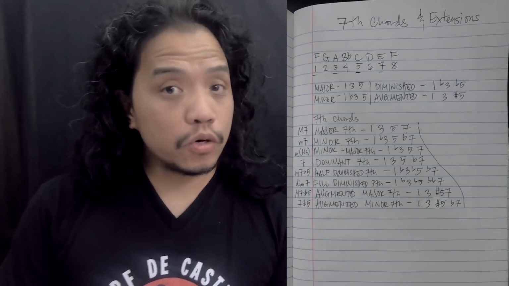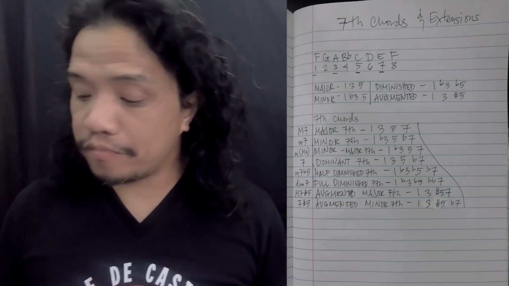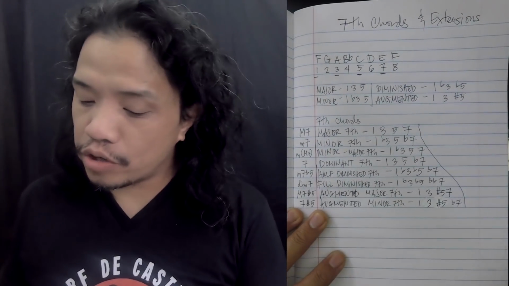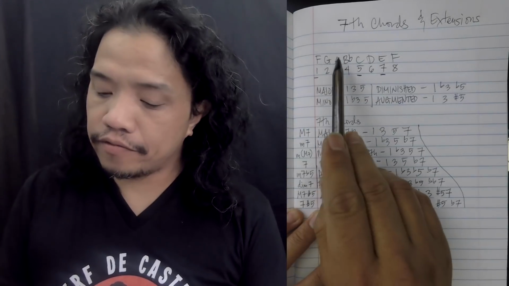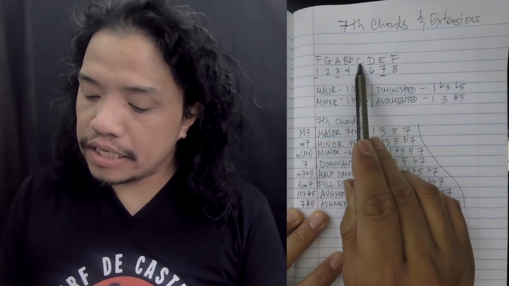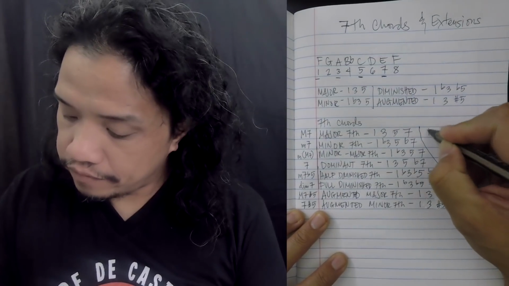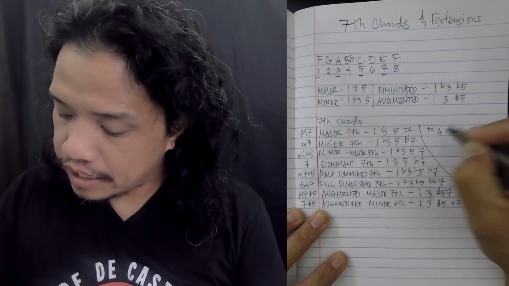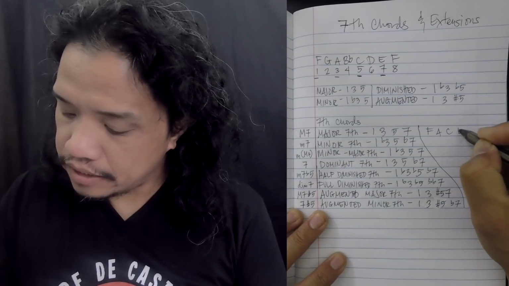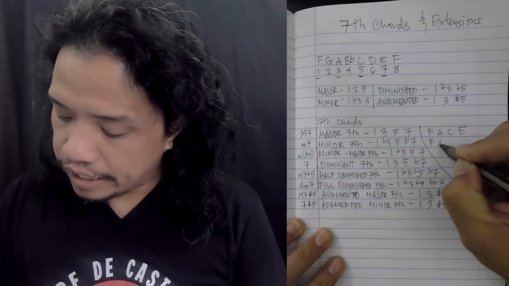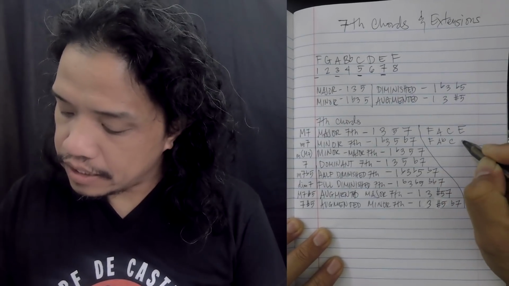Now let's work these chords out in the key of F major. So let's start with the first one. F major 7th chord would be your F, your A, your C, and the 7th would be an E. Okay, so F, A, C, E. F minor 7 would be an F, an A flat, a C, and an E flat.